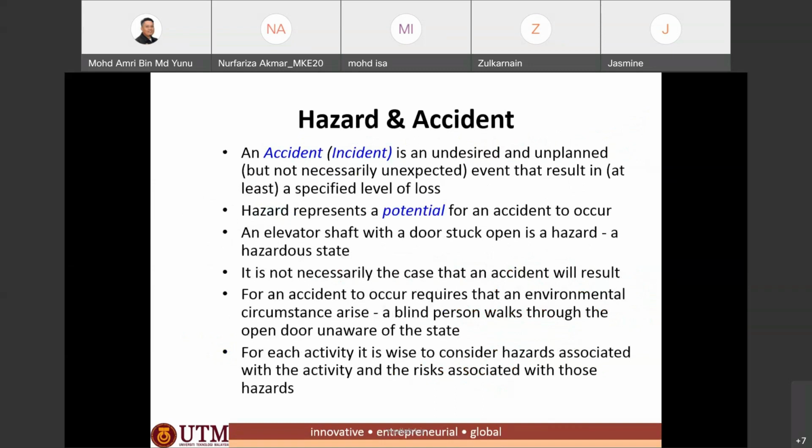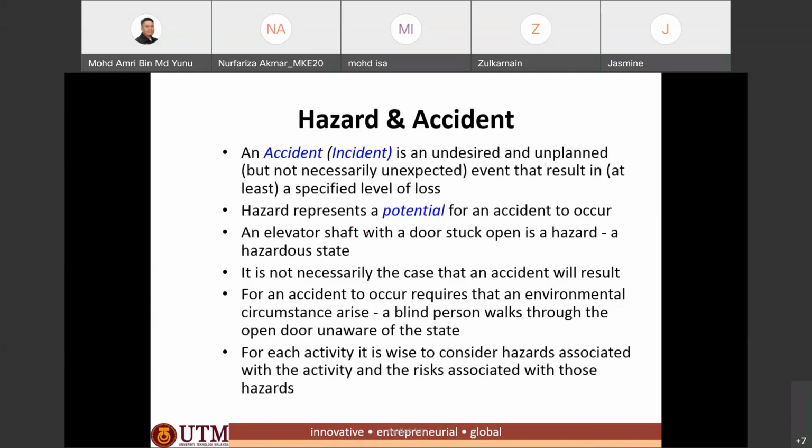So an incident is basically an undesired or unplanned event. We cannot predict an accident; it may happen outside our desire. But if we fail to identify hazards and do the risk assessment, it will lead to high severity, even fatality or a lot of loss. So hazard represents a potential for an accident to occur.